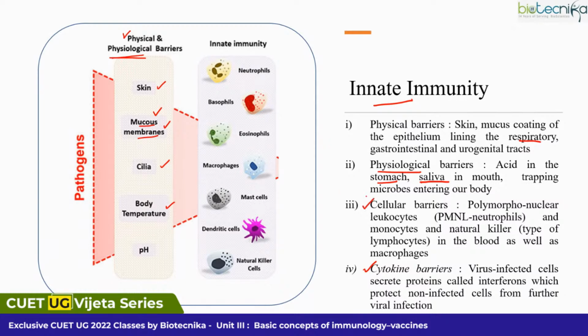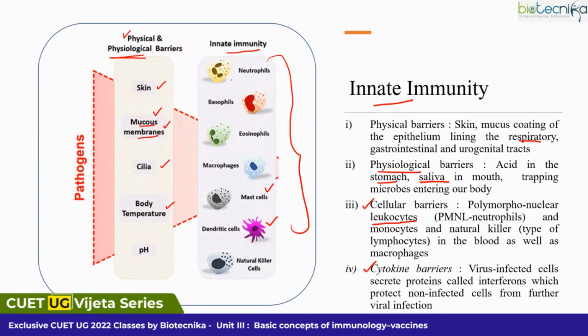Then the cellular barriers: basically the polymorphonuclear leukocytes of different types, where you have neutrophils, basophils, eosinophils, and monocytes, the NK cells, the natural killer cells in the body, I told you, mast cells. Then there are dendritic cells. These are different types of cells that play a very important role in protecting your body against pathogens. Remember, these cells come under your innate immunity.